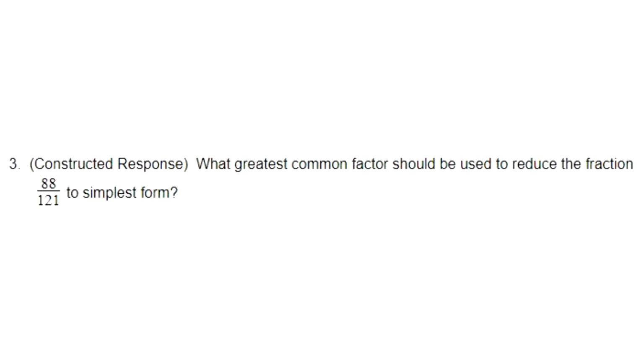All right, so we've worked through these problems, and we are now rolling right along to number 3. So let's check it out. Number 3 says, what greatest common factor should be used to reduce the fraction 88 over 121 to simplest form? So this is a great practical use of why we find the greatest common factor.